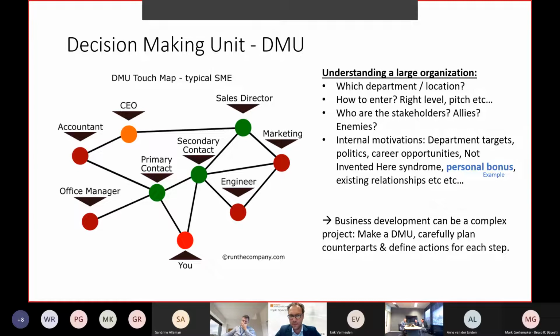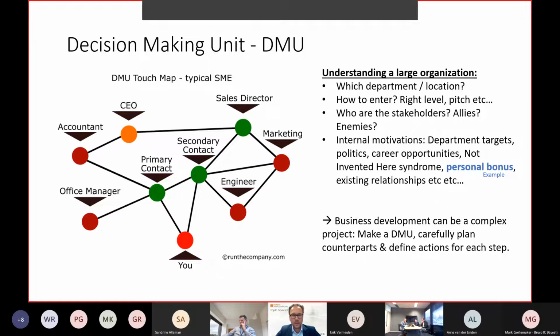Okay. So the way a DMU works is that you try to understand for each of the people in the organization, what do they think about you, your products, what are their personal targets, what are their intercompany, could be political reasons, personal targets, all kinds of motivations, and really start mapping that and try to make everybody in that organization enthusiastic about what you have to offer, what you want to offer.